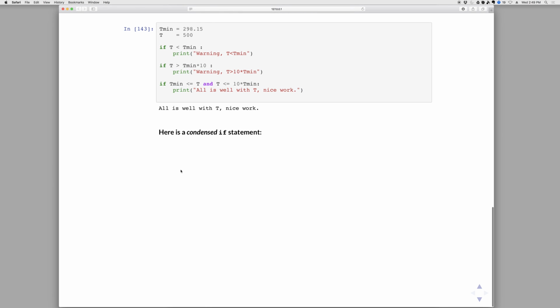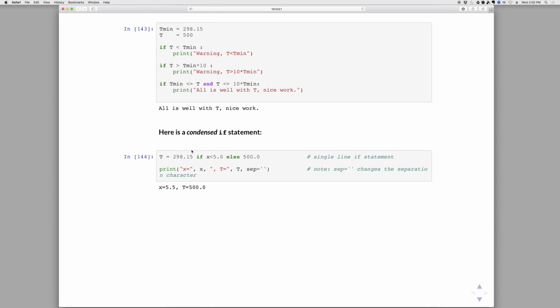There's also a condensed if statement, and that can be written as follows. So it reads as if you were kind of naturally, t equals 298.15 if some condition, in this case x is less than 5, else 500. So t is going to be either 298.15 or 500, depending on whether x is less than 5 evaluates to true or not. So again, t is equal to 298.15 if this happens, otherwise it's equal to 500.